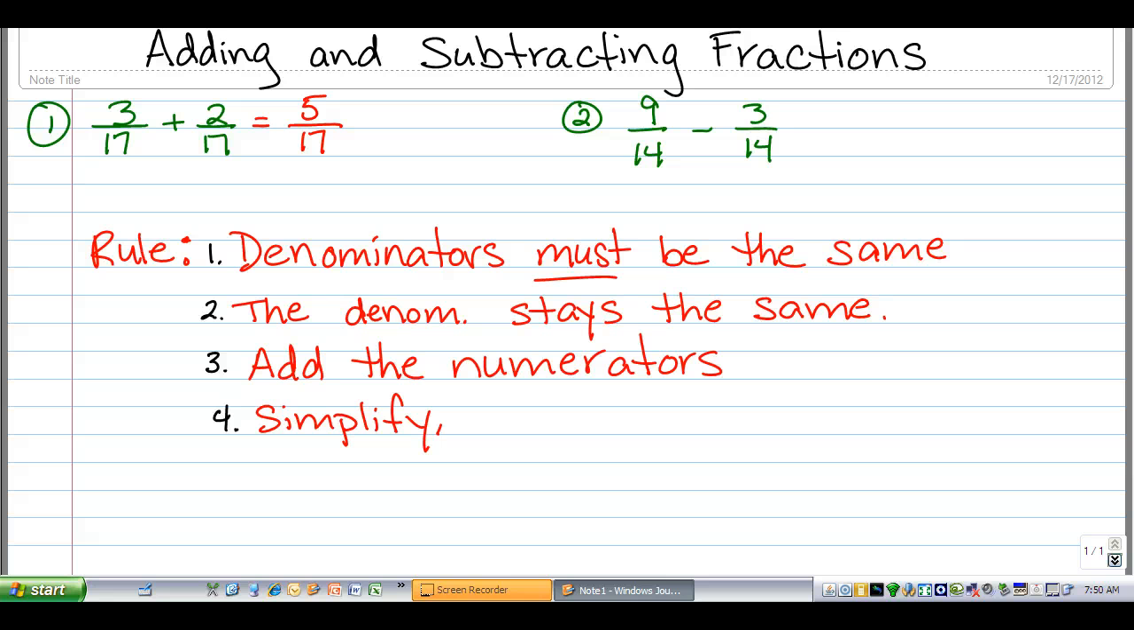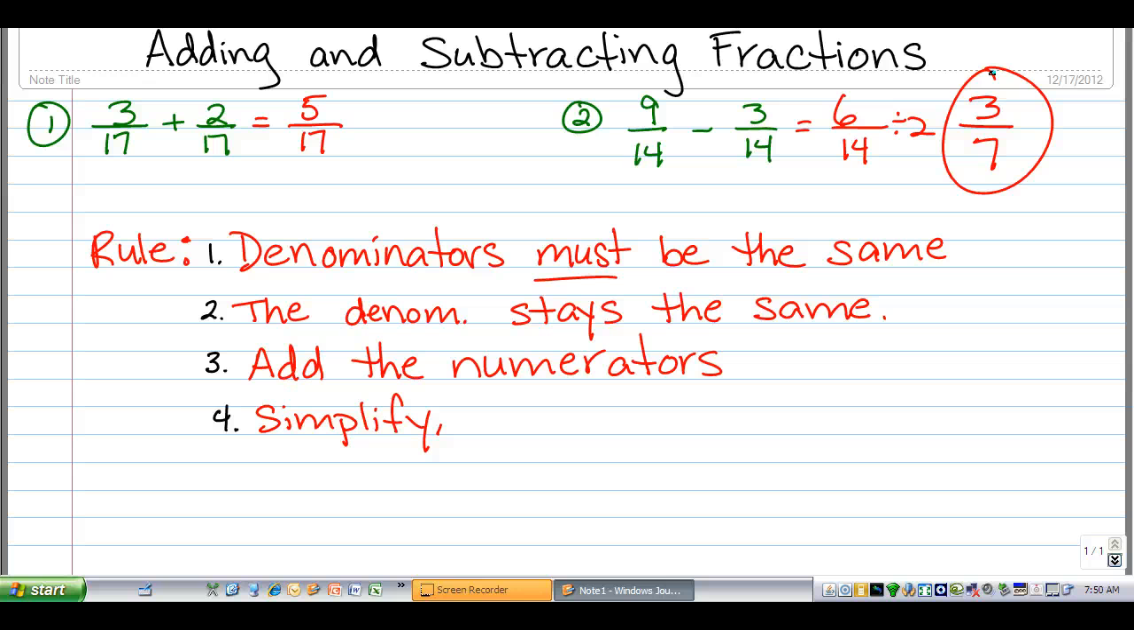9/14 minus 3/14. The denominators are the same, so it's super easy peasy. That stays 14, and then we subtract. 9 minus 3 is 6. I'm going to have to simplify because they're both even. I divide both of them by 2. 6 divided by 2 is 3. 14 divided by 2 is 7. Final answer is 3/7. All right?